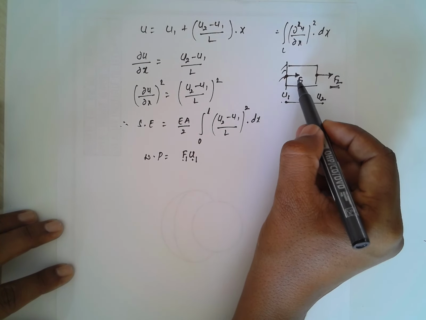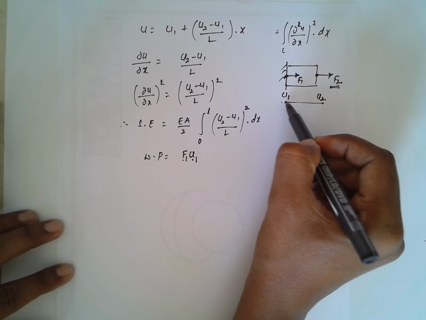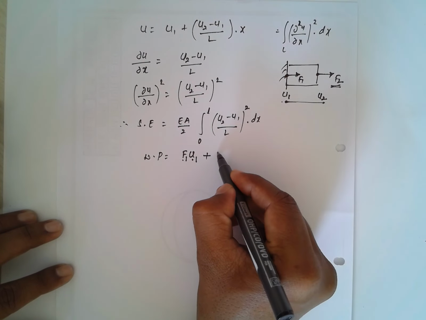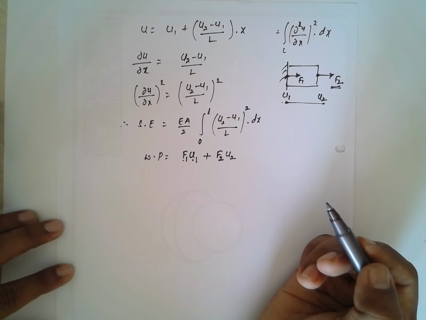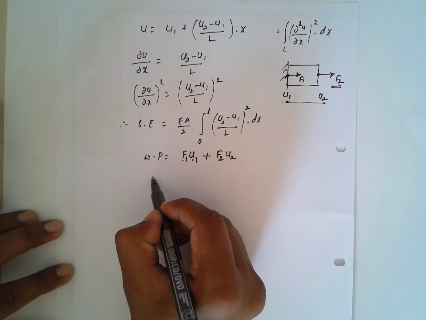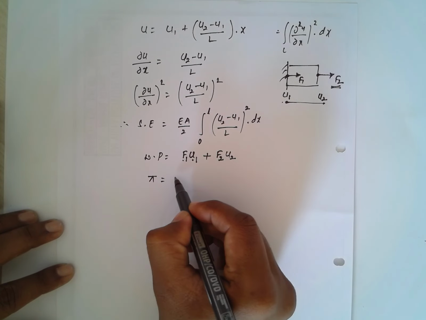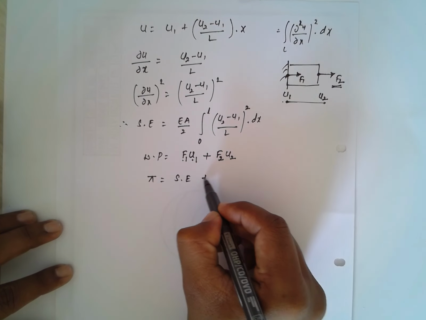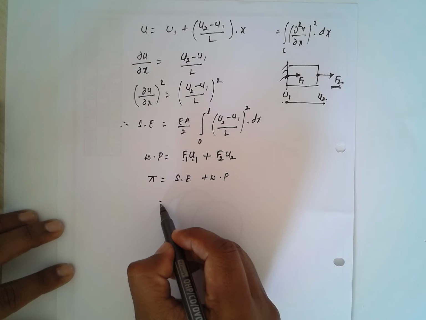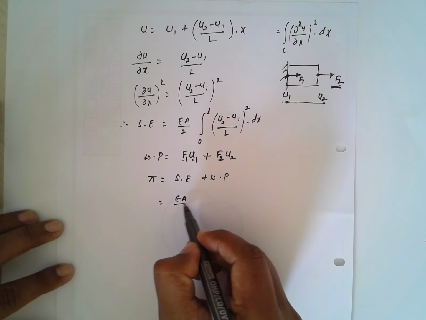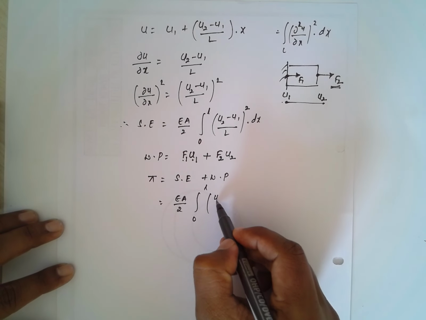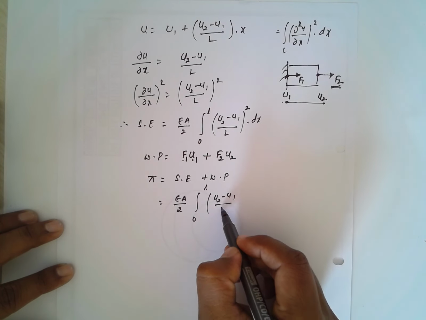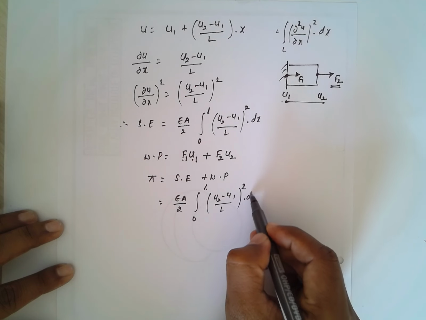F1 is a load at node 1, and U1 is the corresponding displacement, and F2 is a load at node 2, and U2 is the corresponding displacement at node 2. If you want to write the total potential energy functional, which is a sum of strain energy and work potential, we represent this as EA by 2, integral from 0 to L, of (U2 minus U1 divided by L) whole square into dx.